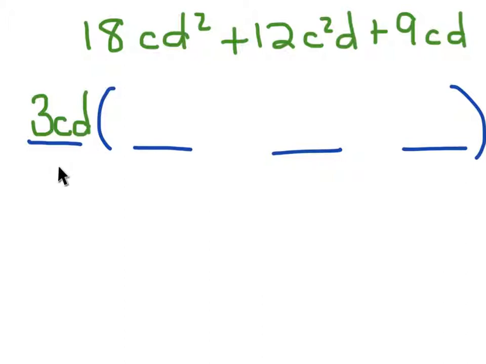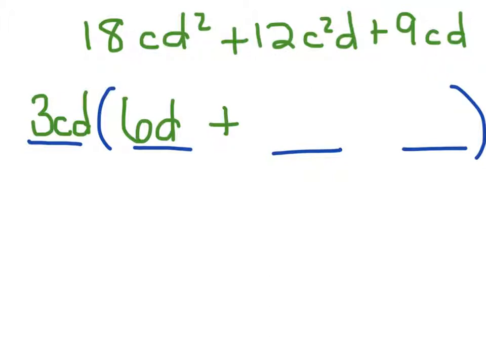So before this term was distributed into all these terms, what were they? Well, we can figure that out by dividing. 18cd squared divided by 3cd. 18 divided by 3 is 6. C divided by C is 1, so those cancel out, so we don't put any C's. D squared divided by D is D. We're going to put a plus sign since that's what we have in our original expression.